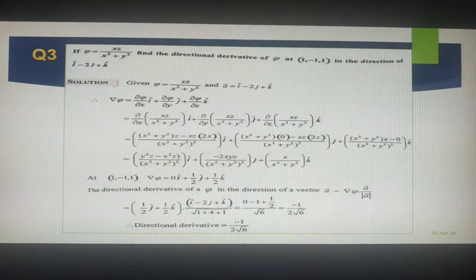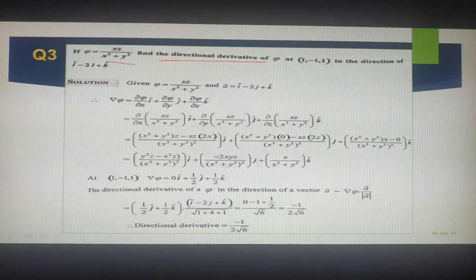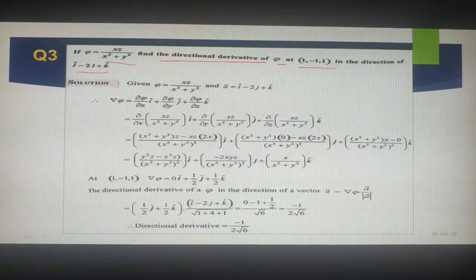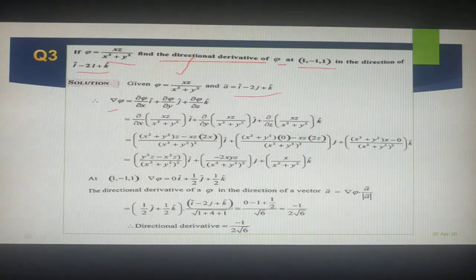Right. See here one more problem. Pi is equal to xz by x square plus y square. Find the directional derivative of pi at this point in the direction of this vector. So it is a straight problem. We have the pi function and we have a given vector. First you find del pi for this function. This type of problems we did in our previous class. Please go back if you did not understand and watch that lecture.